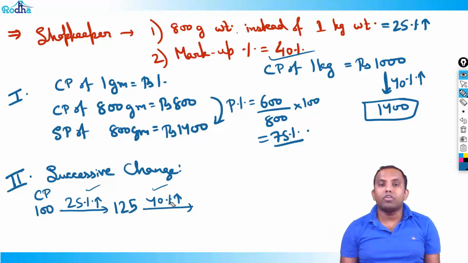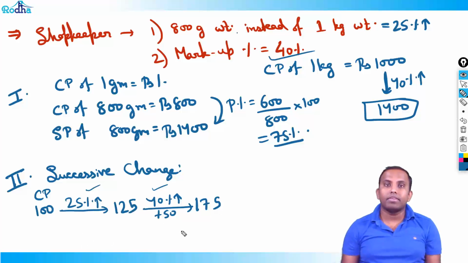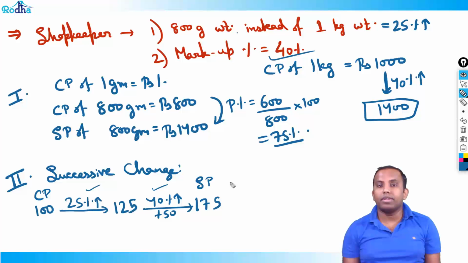So see, 40% of 125, how much? It is 50. 10% is 12.5, so 40% is 50. How much is it? It is 175. That's it, right? You can see what the profit percentage is. So something worth 100 is selling at 175. So what is his profit percentage? It is 75% only. 100 to 175.